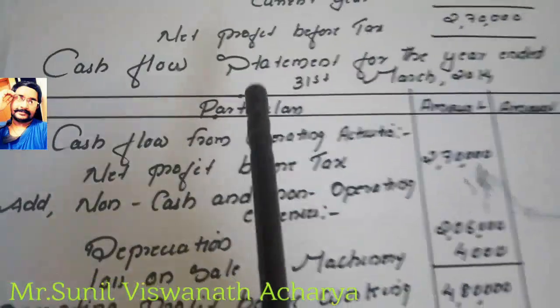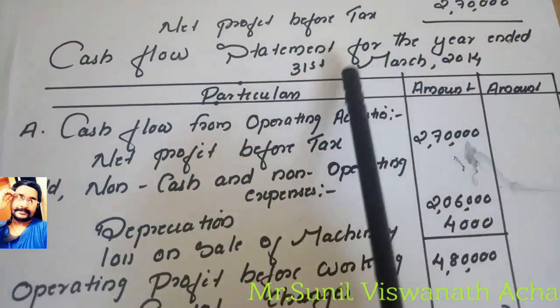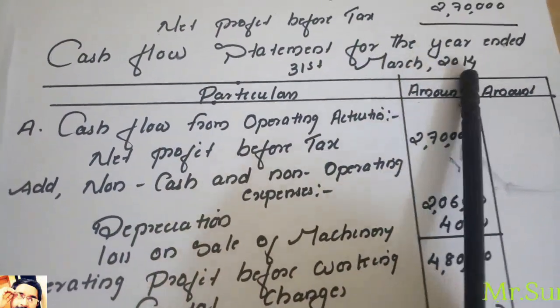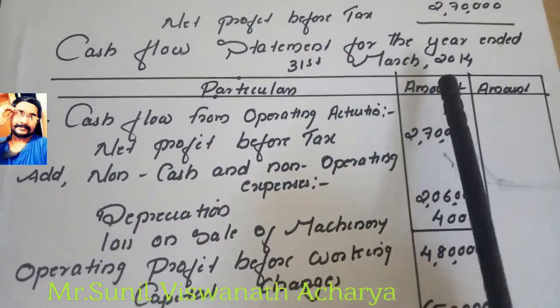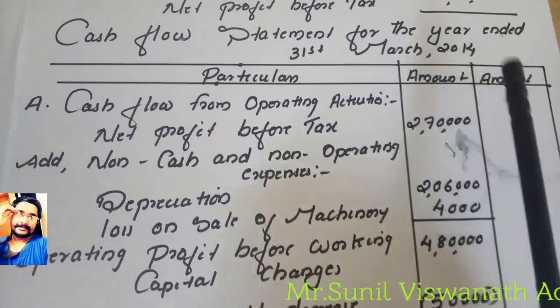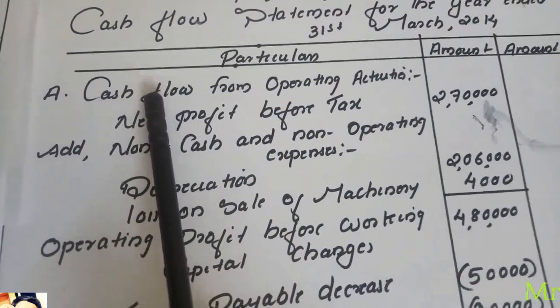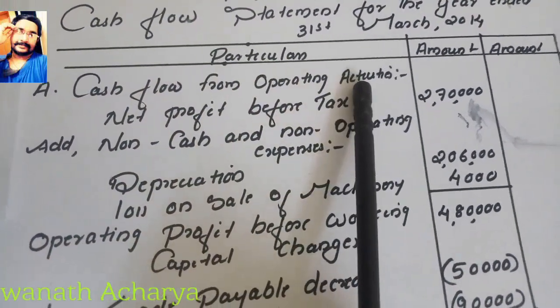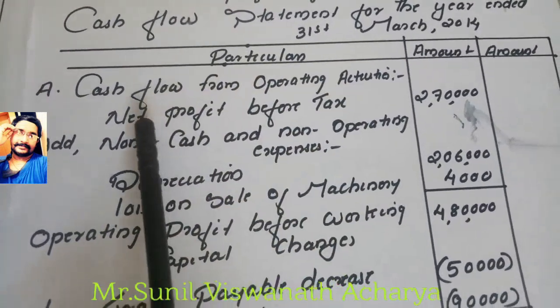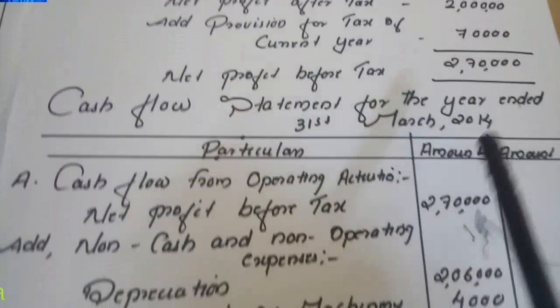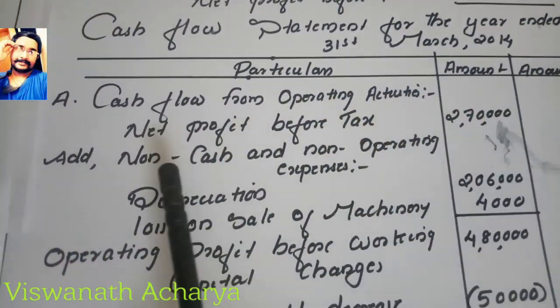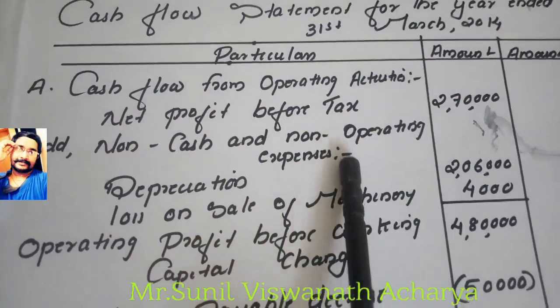Now we can start the cash flow statement for the year ended 31st March 2014, current year. Particulars, amount. If you want, you can write details here, otherwise both columns are amount. First we have to start with the cash flow from operating activities. Cash flow from operating activities starts with net profit before tax, that we just calculated, 2,70,000.